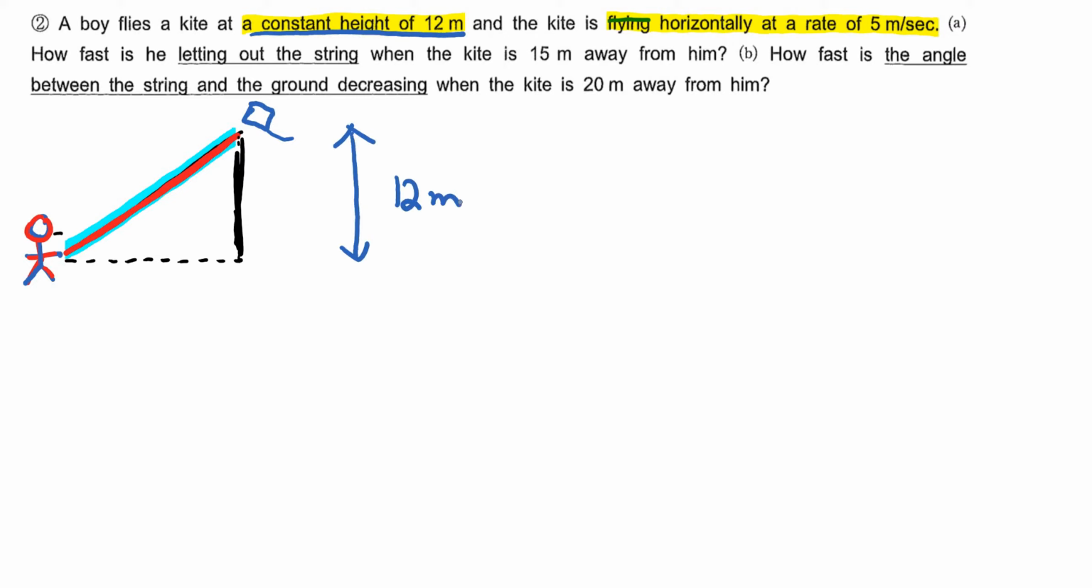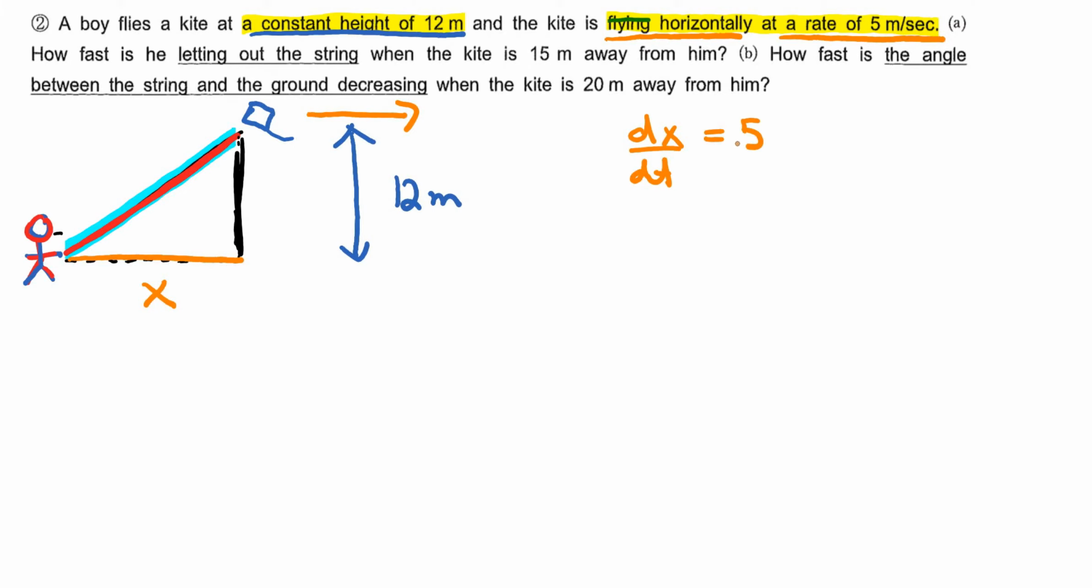And then the kite is also flying horizontally at a rate of 5 meters per second. So what that means is the kite is flying in the right direction. So let me label the horizontal direction using the variable x. So if the kite is moving horizontally at a rate of 5 meters per second, and if x represents my horizontal distance, that means that dx over dt equals 5 meters per second.